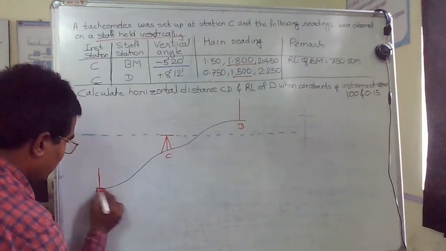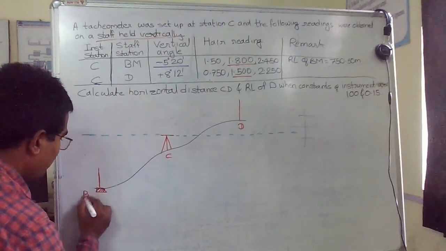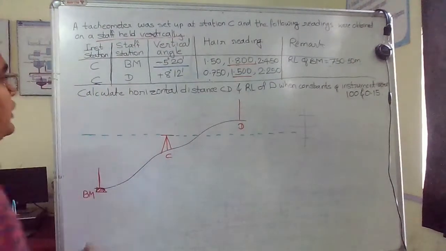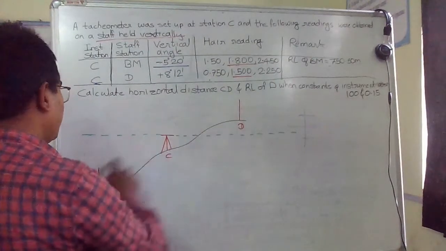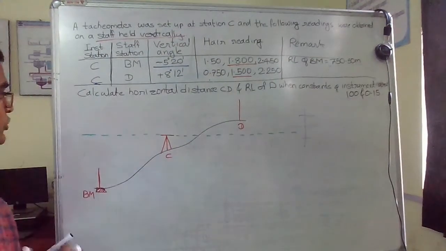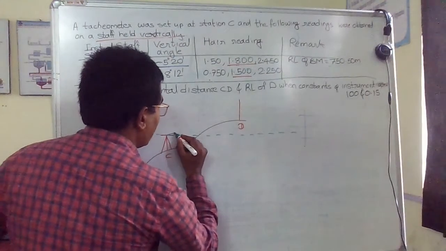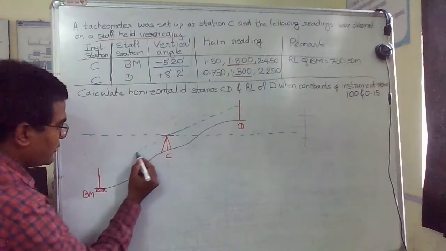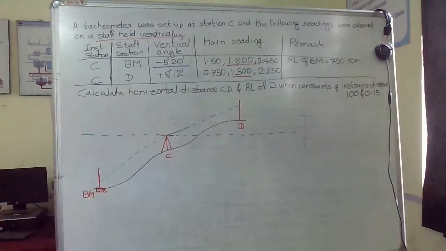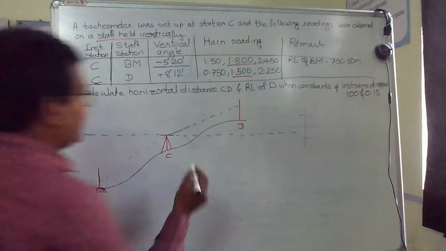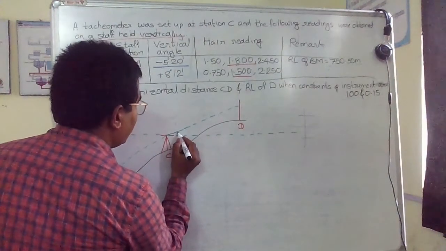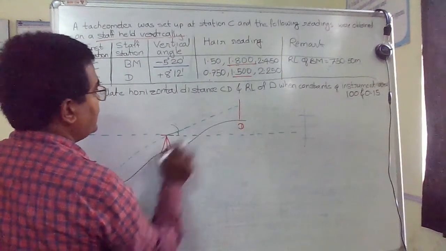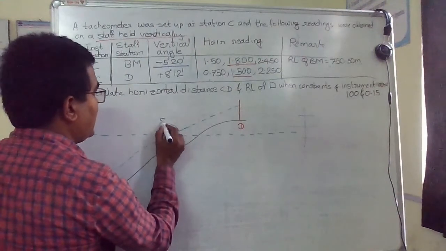Suppose this is the benchmark, and another reading we have taken at the benchmark. This is clear now. We have set up the instrument at C. One is our angle of elevation, one is angle of depression. Okay, so here first is angle of elevation and another is angle of depression. This is our angle of elevation. What is the value of the angle of elevation? From C to point D, it is 8 degrees and 12 minutes.